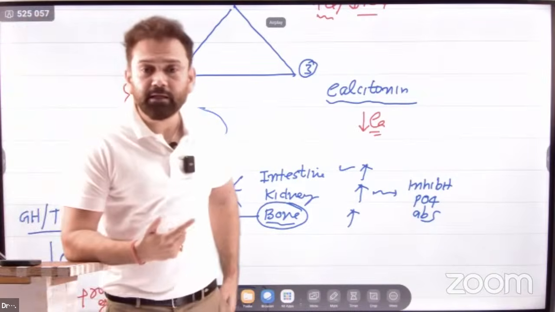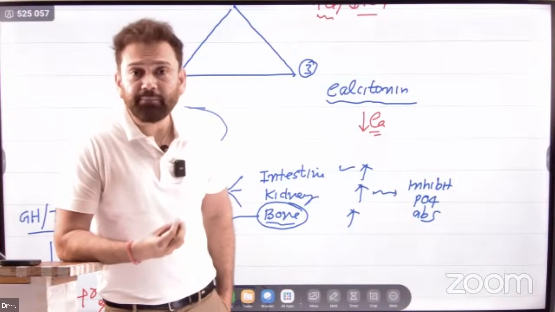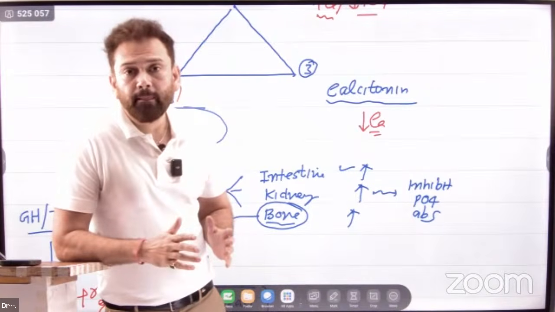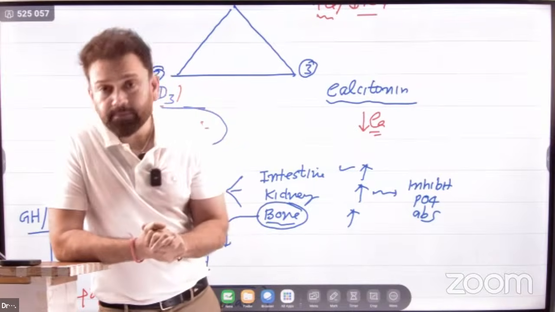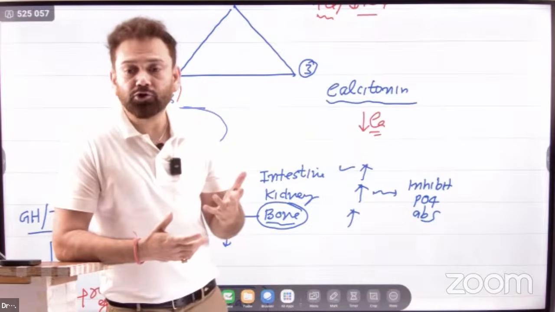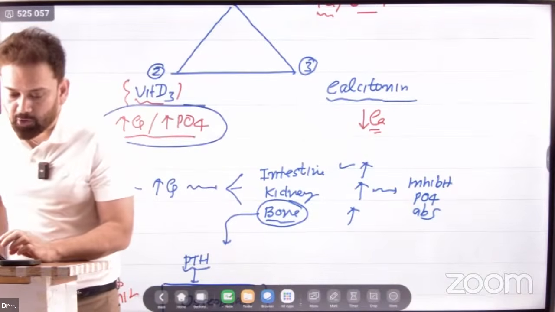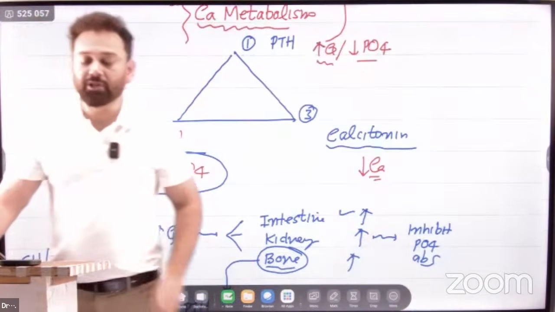If calcium is very high and phosphate is also very high, it means hypervitaminosis. If calcium is low and phosphate is also low, in children it can be rickets, and in adults it can be osteomalacia. Is this clear? So these are the functions of three hormones which are important for calcium metabolism.